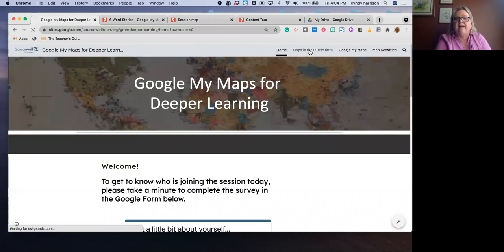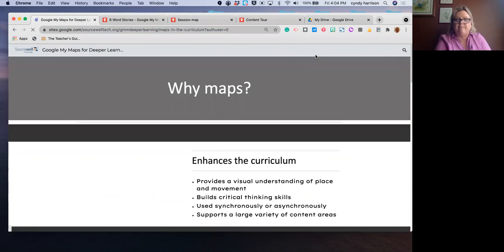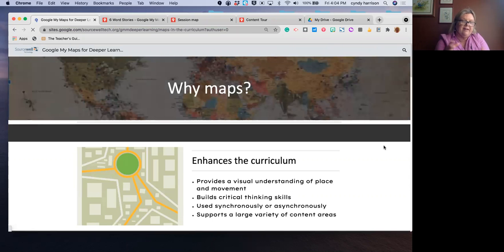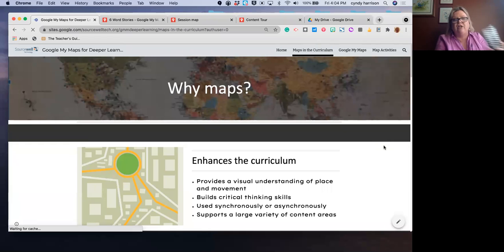So I'm going to go ahead and click over into Maps in the curriculum. And why maps? Many of you looked like you're instructional designers. I believe that maps truly enhance the curriculum, especially with students, given that visual understanding and movement. I saw it with my own students, just really building their critical thinking skills. Many students think, a map's on your phone, so they don't really understand the whole paper map.